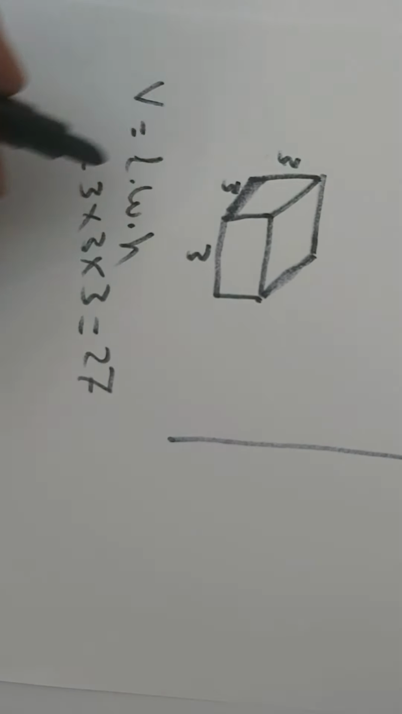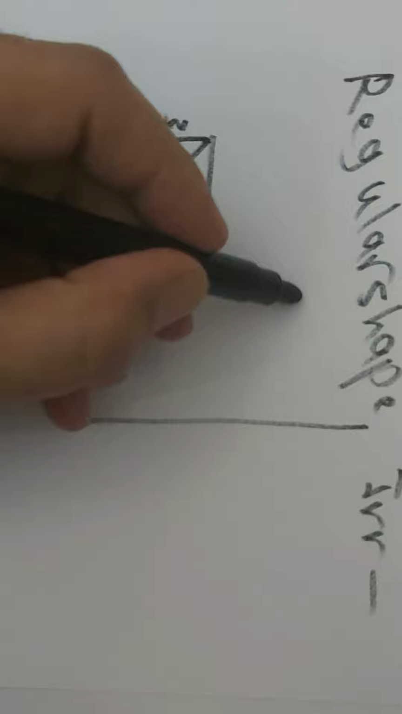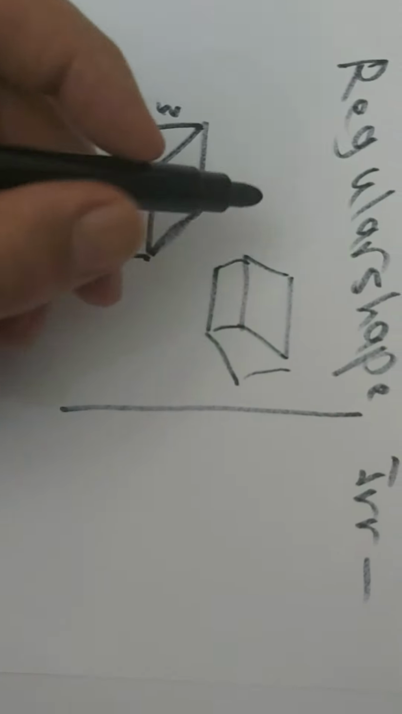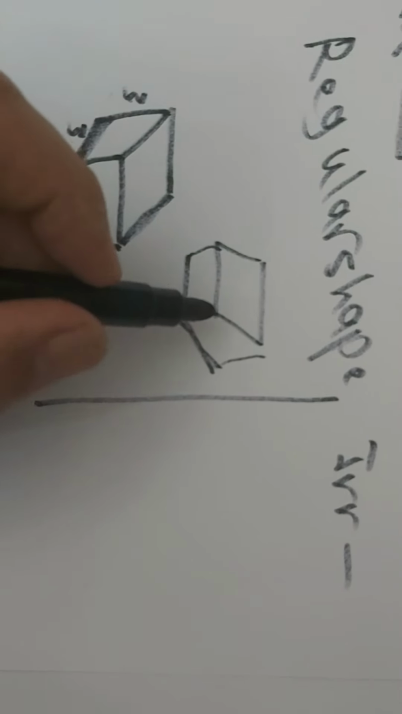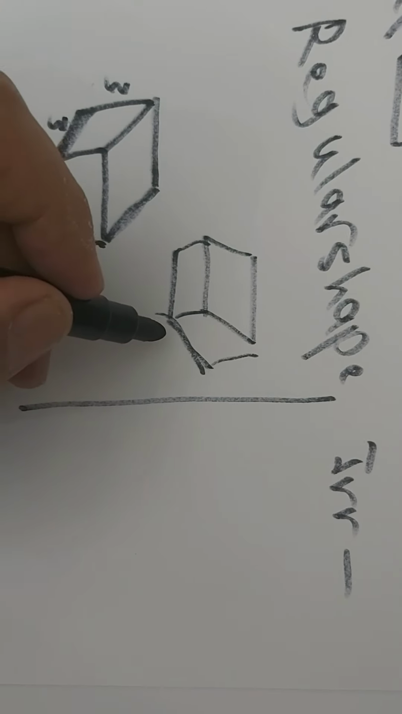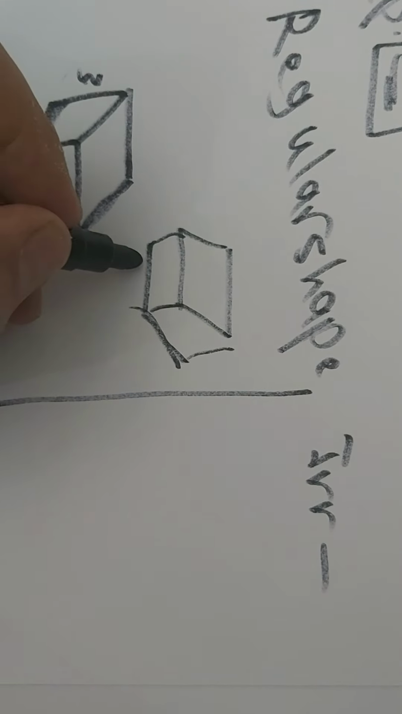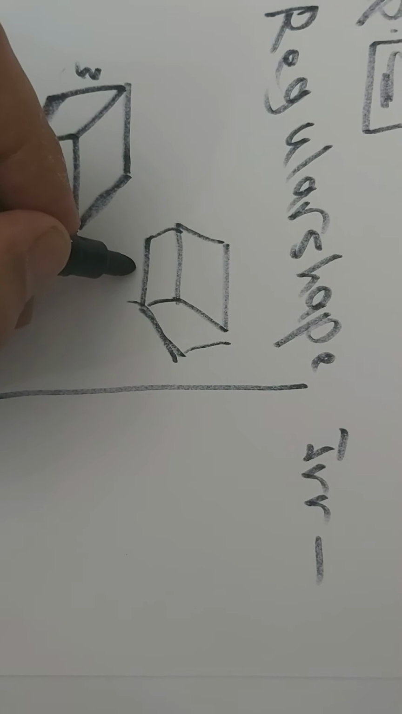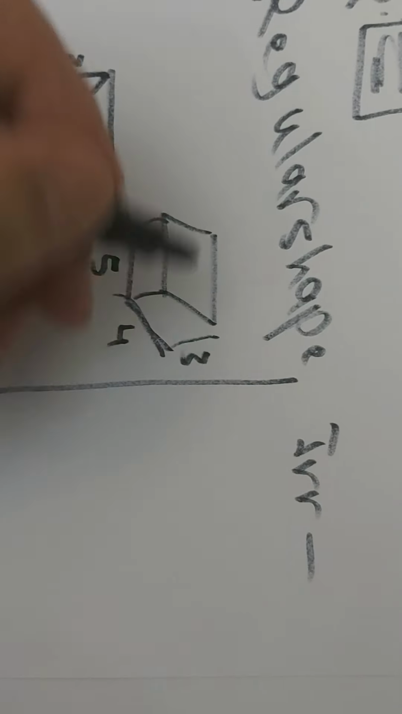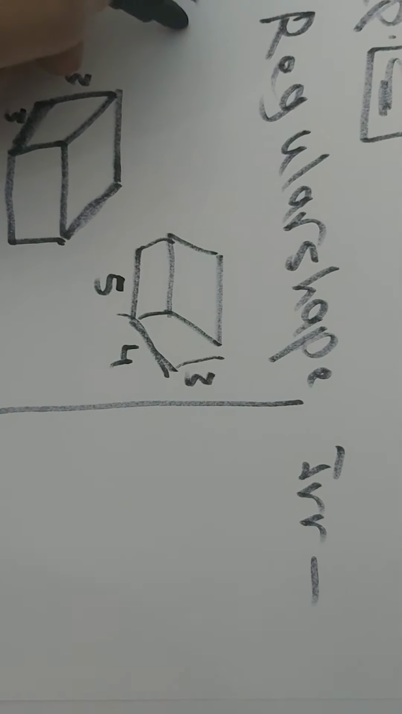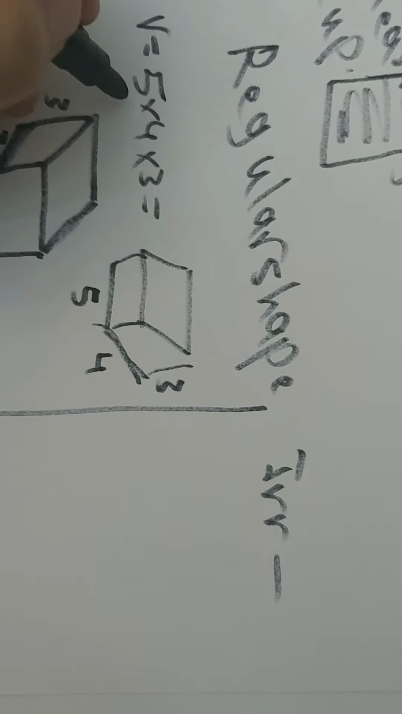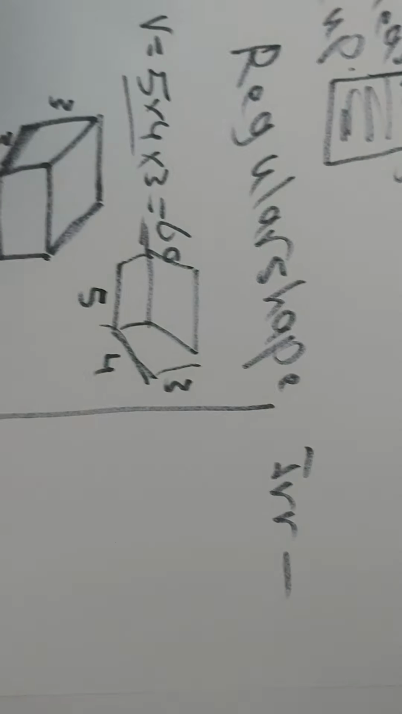For example, if we have another cube, or prism or anything else, but only in your book, only if you are given cube or this shape. For example, prism, okay, 5 and 4 and 3. Okay, to find the volume, only multiplication. 5 times 4 times 3 equals 20 times 3 equals 60.